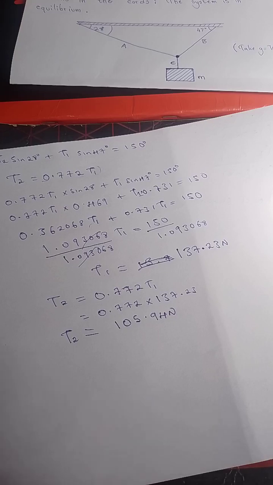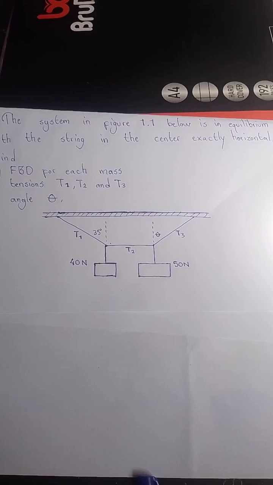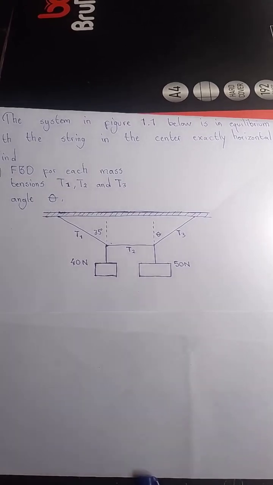Okay, so let's go to the second question. The second question says, the system in figure 1.1 below is in equilibrium with the spring in the center and the horizontal. Then we are told to find the free body diagram for each mass, the tension number 1, tension number 2, and tension number 3. Then we are also asked to find the angle theta.